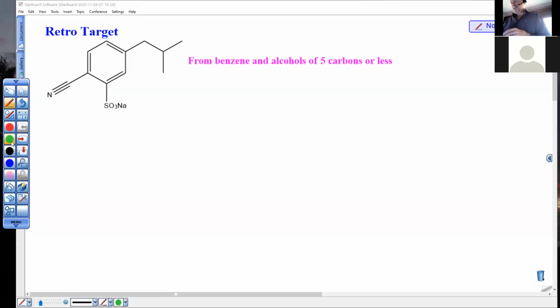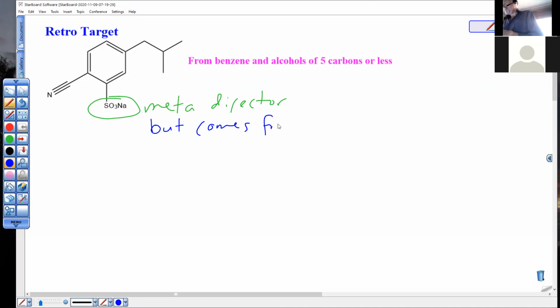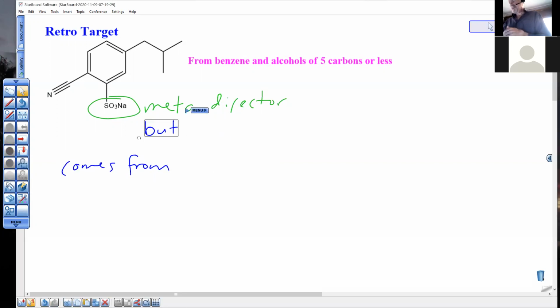This group down here is a meta director, but it comes from an aniline. I take that back. It doesn't come from aniline at all. It's just a meta director. I was thinking about the cyano group. I'm going to save that comment for later.